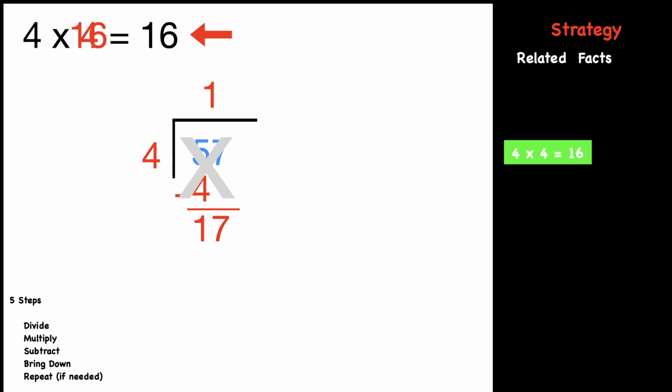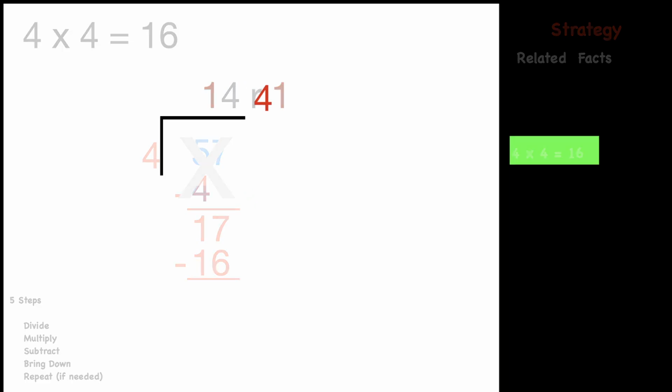We can use the 4 and the 16. The 4 goes on top. And the 16 goes beneath the 17 because we need to find out how close we got. We subtract to find that number, and we have no other numbers to bring down, and the 1 goes up top, and we have 14, remainder 1.